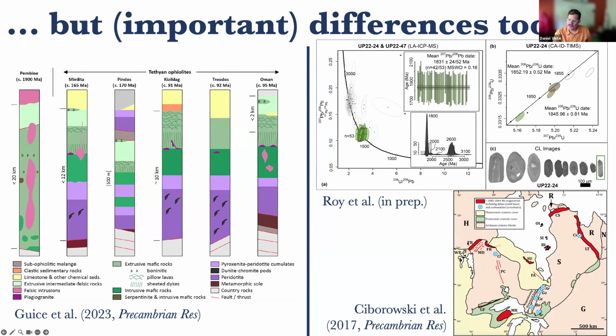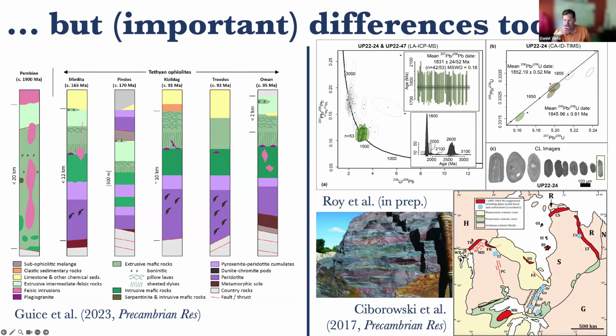This paper from Sieborovsky, the red units here illustrate a circum-Superior belt of large igneous provinces of mafic, ultramafic complexes, which are not a feature that we really see in Phanerozoic systems. And of course, there are the economically valuable banded iron formations within the Lake Superior area, which are associated with the lead up and the early stages of the Penokean orogeny.